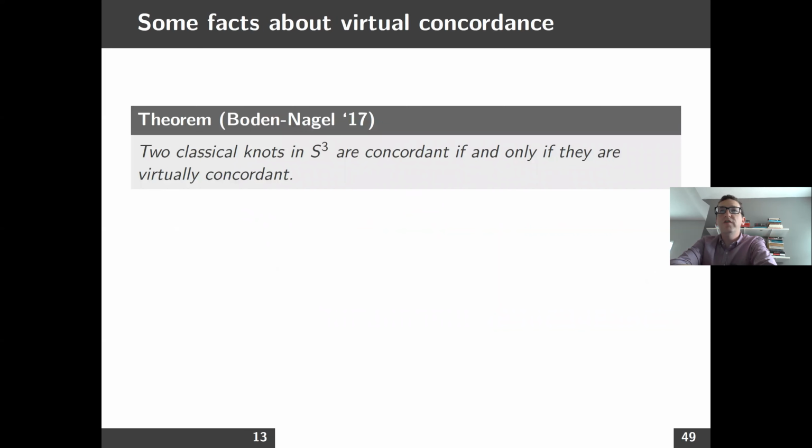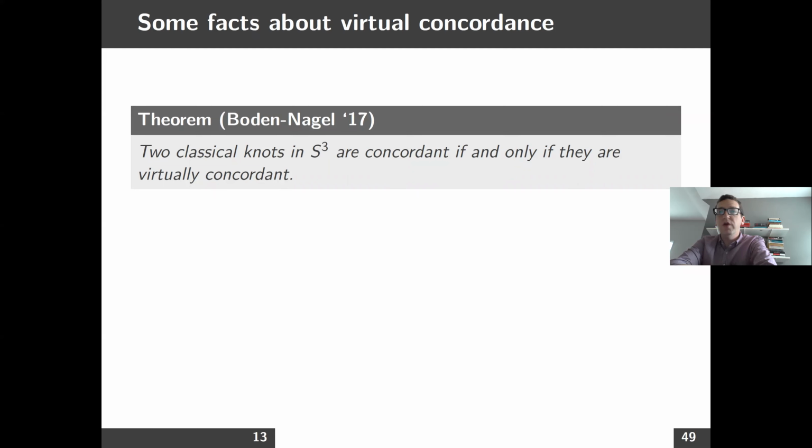Okay, so here are some facts that we know about virtual concordance. This theorem of Bowden and Nagel from 2017 says that two classical knots in the three-sphere are concordant if and only if they are virtually concordant. So what this means is that virtual knot concordance is a proper extension of classical knot concordance.